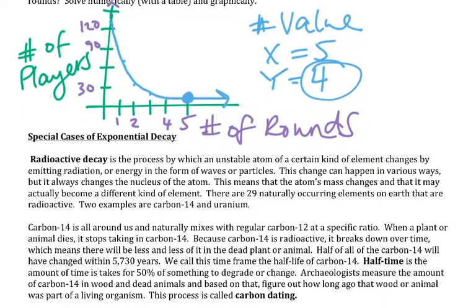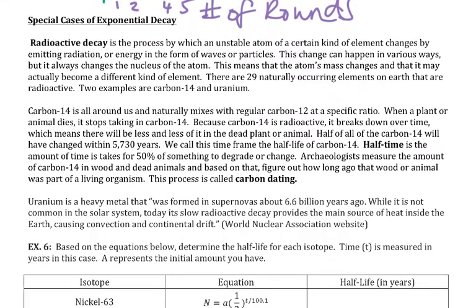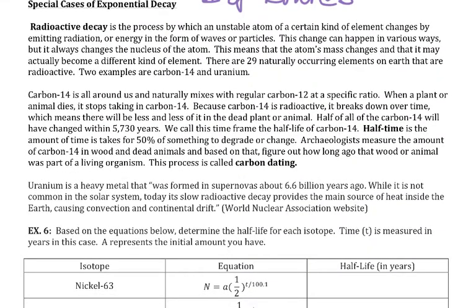Okay, on to special cases of exponential decay. I think this is a really interesting application of what we're doing, and it's all about chemistry. Radioactive decay is the process by which an unstable atom of a certain kind of element, so it could be carbon or oxygen or potassium, something like that, changes by giving off radiation or energy in the form of waves or particles. So you have an unstable atom, it doesn't stay what it normally is. It's changing and giving off energy as it changes.